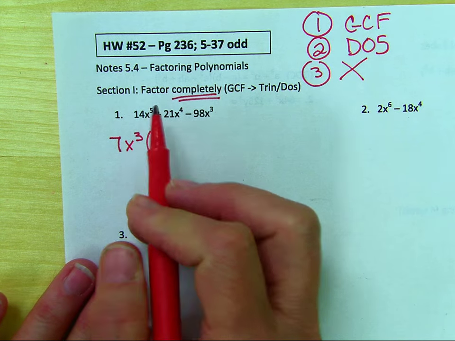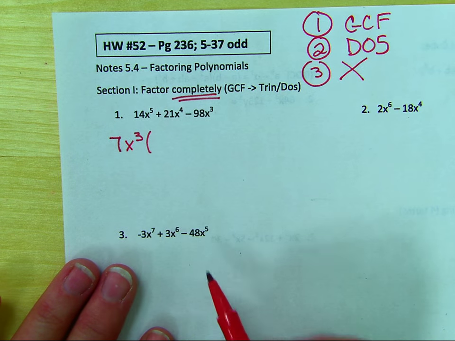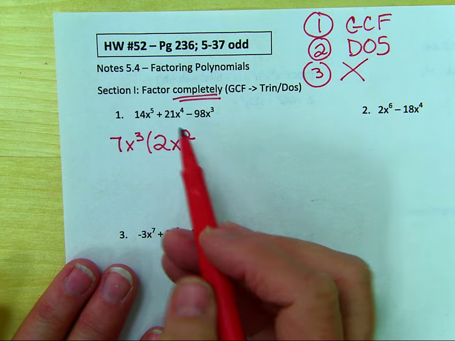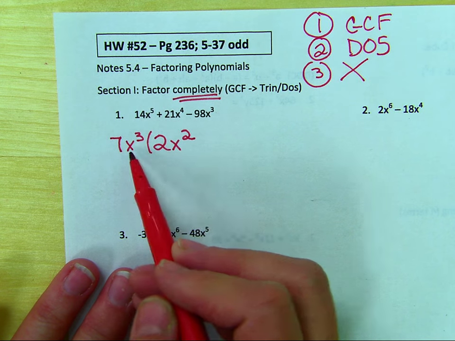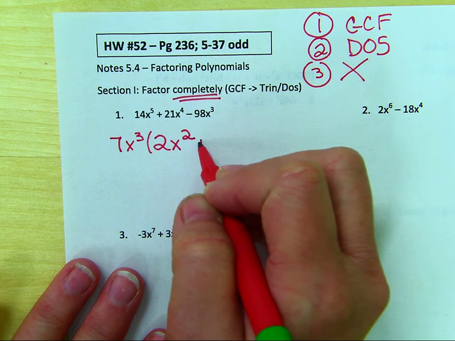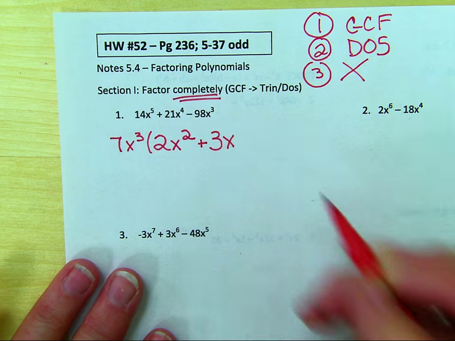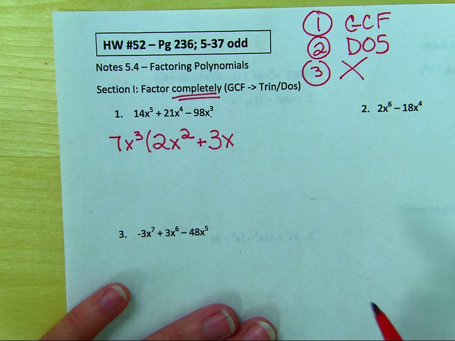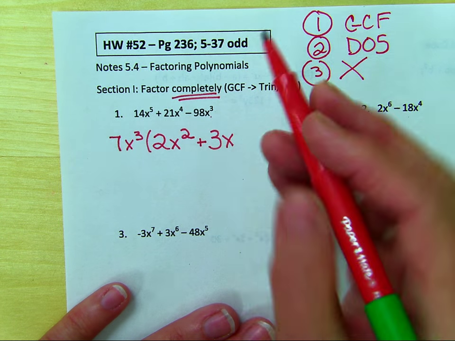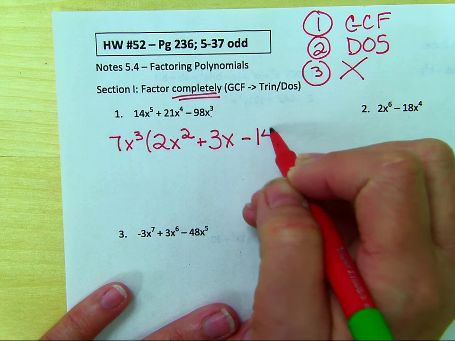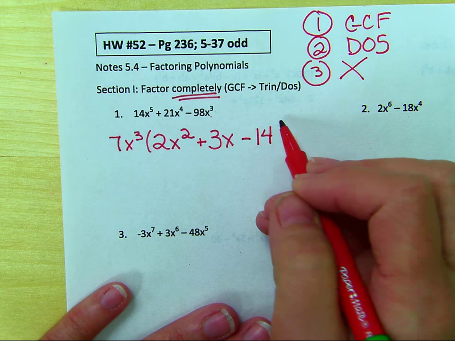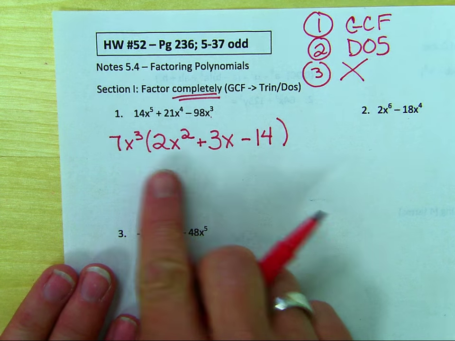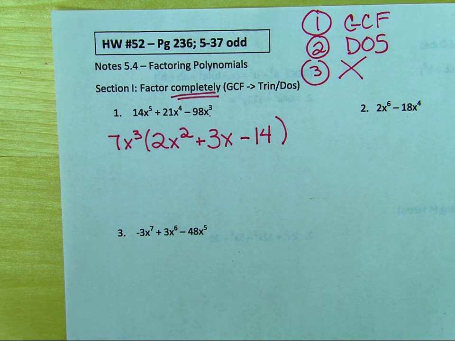Then I'm going to divide. So 14x to the 5th divided by 7x cubed gives me 2x squared. 21x to the 4th divided by 7x cubed gives me plus 3x. Negative 98x cubed divided by 7x cubed. Negative 98 divided by 7 is negative 14, and the x cubes cancel out. Okay. Now I turn my interest inside the parentheses, and I'm going to factor again.